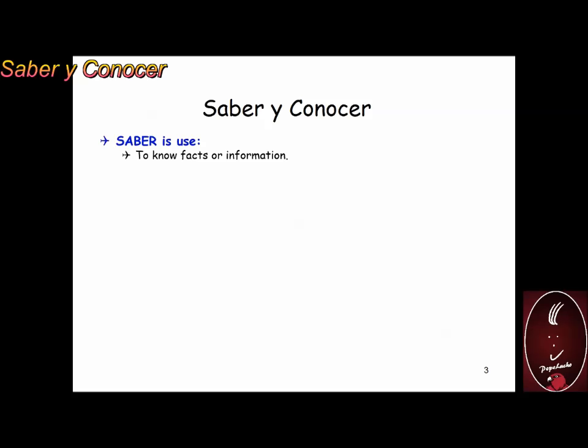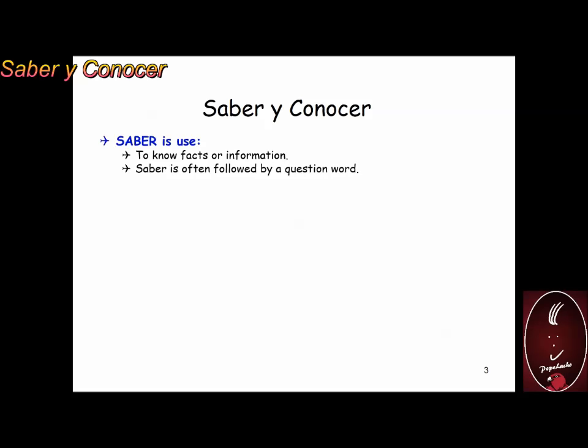And as information, I can use ¿dónde está la capital de Ecuador? So those are the uses of the verb saber as facts or information.